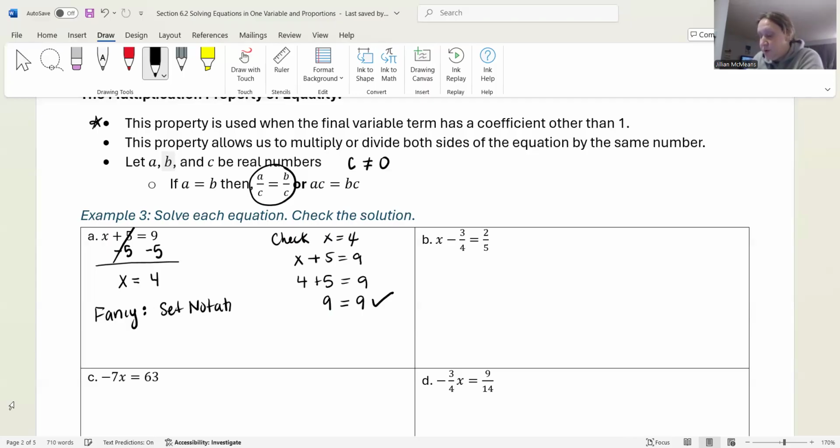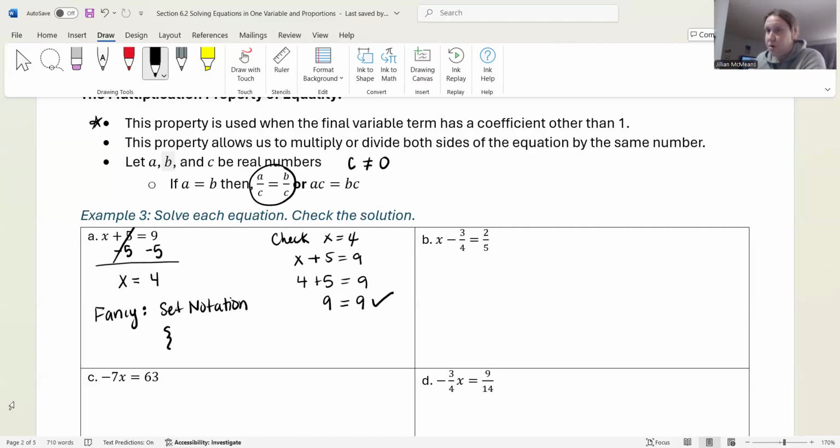And you don't have to get too hung up on this. I'm okay if you write just x equals 4, but just know that you may see this in Pearson or in your online homework. So when you have a solution to an equation, we'll write it in set notation. So we use those fancy curly braces.